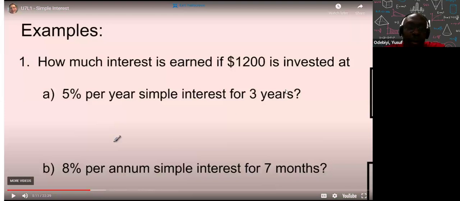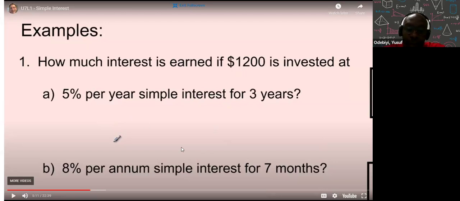So if we look at this example here, the question is, how much interest is earned if he invests $1,200 at 5% per year, simple interest for 3 years? This is where we're saying, this is how much money he gets versus how much you have to pay back. So this is a question where we want to know how much money he's going to get back on top of his initial or principal amount. So what you're going to do is going to be your 1,200.